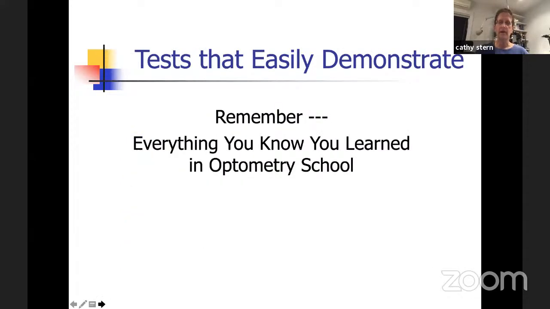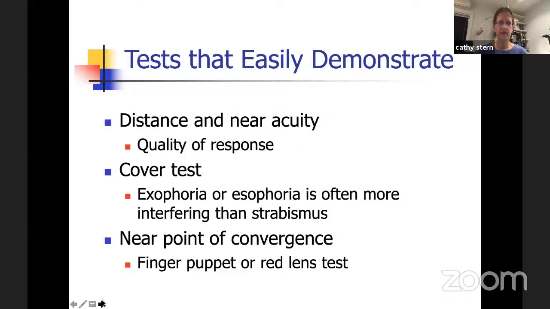So remember, everything you learned in optometry school. What are tests that you can do that are simple, that are quick, and that will demonstrate to a parent what's going on? When someone is reading a chart, either at the distance or at near, you want to listen to the quality of how they're reading it. Even a parent can notice if they're struggling to read it. When you do a cover test, are you able to show the parent how the eyes jump a little bit and that that's not the usual way that it should be?